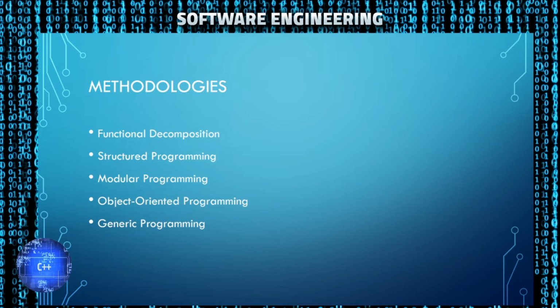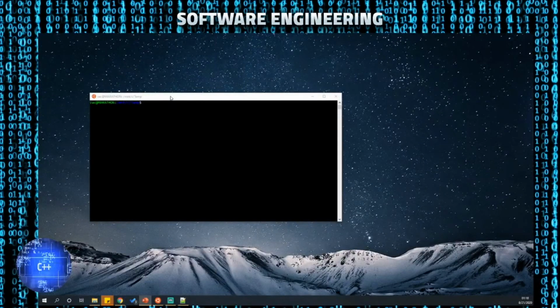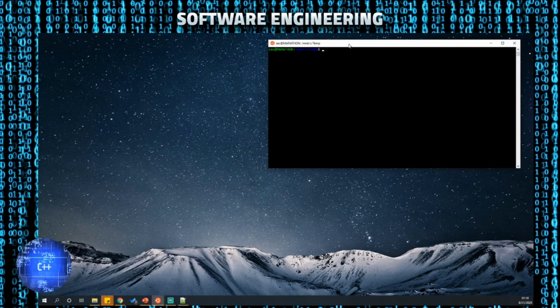And then finally we have generic programming, where your functions are your interface and then that's shared, so you have algorithms and the functions are what's reusable as opposed to the data structure. So with that, we're going to jump into our first programs. So I'm going to use the Windows subsystem, or sorry, the Linux subsystem for Windows.